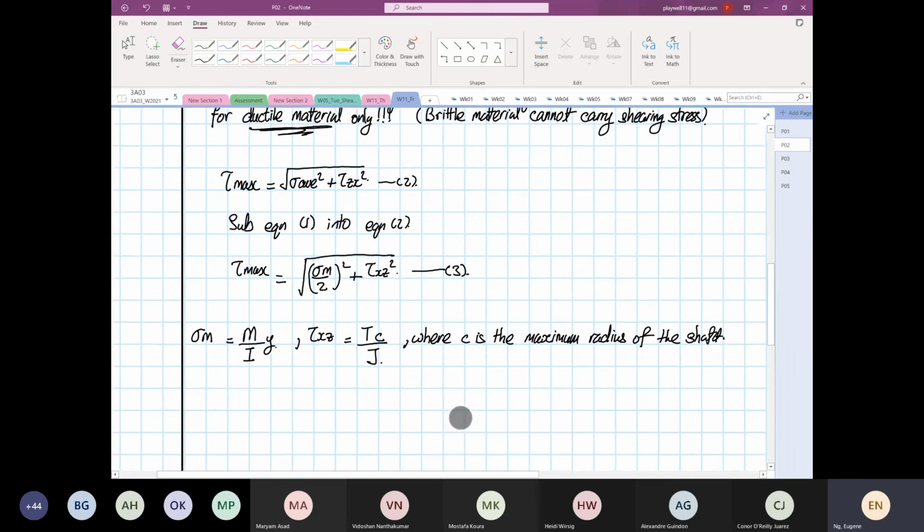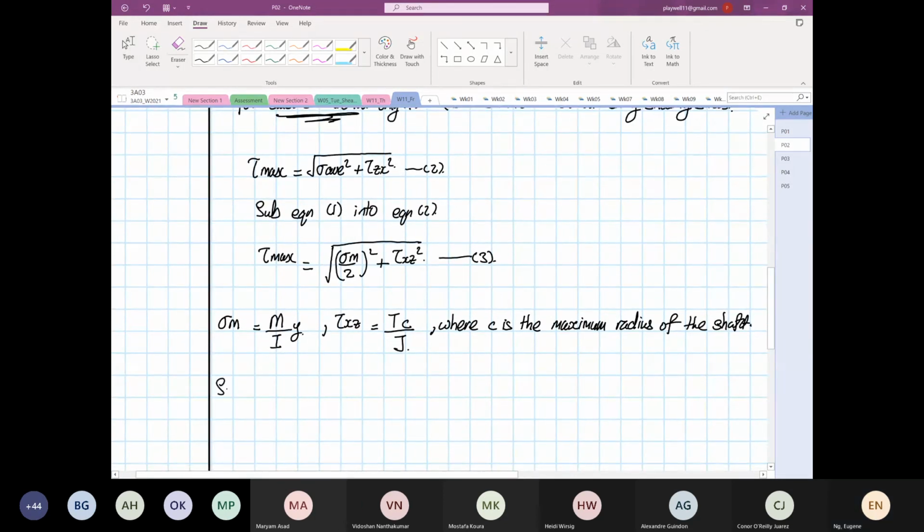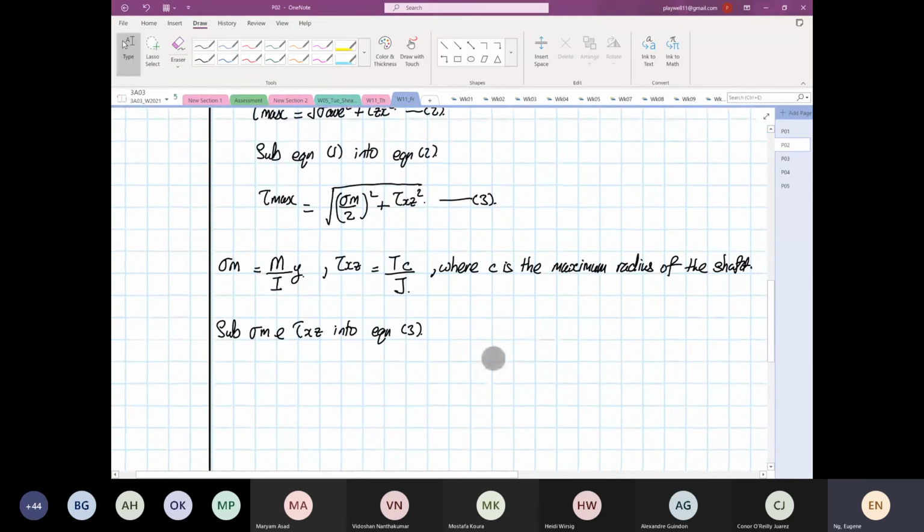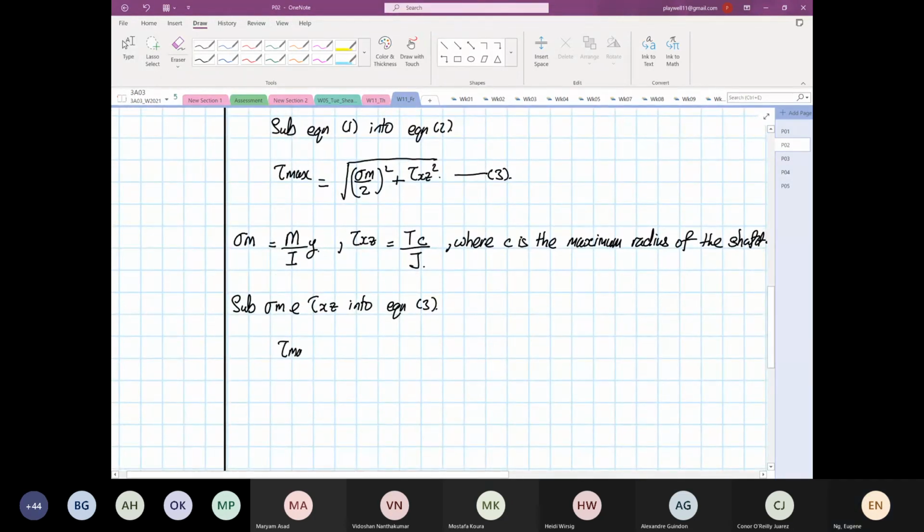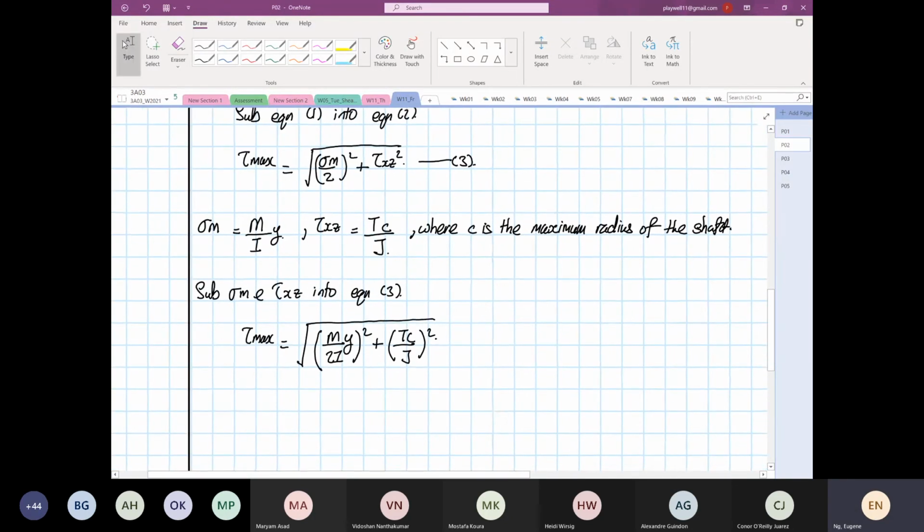Then after that we are going to substitute stress M and shear xz into equation number 3. We're going to put all of them into equation number 3. So we have tau max is equal to the square root of (M over 2I Y) squared plus (TC over J) squared. And then I want you to take note, we did this last Friday before our term test.